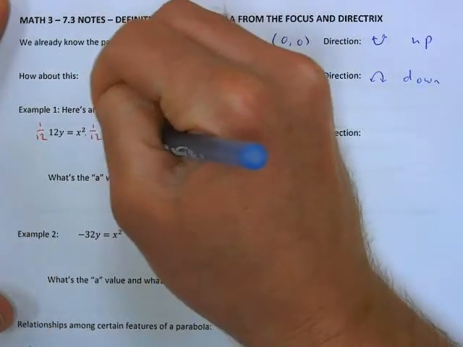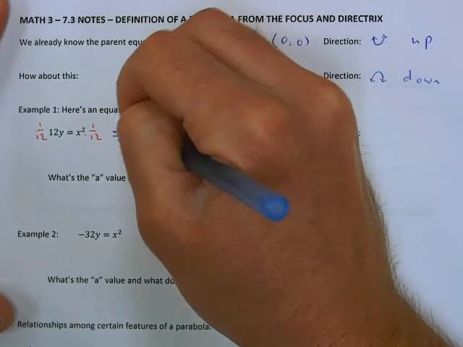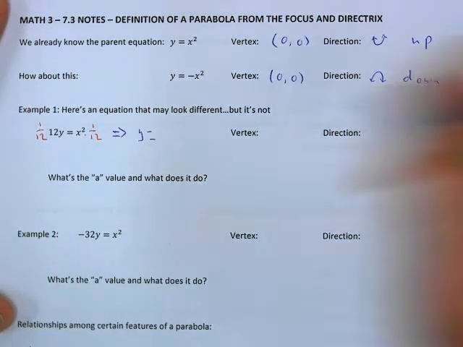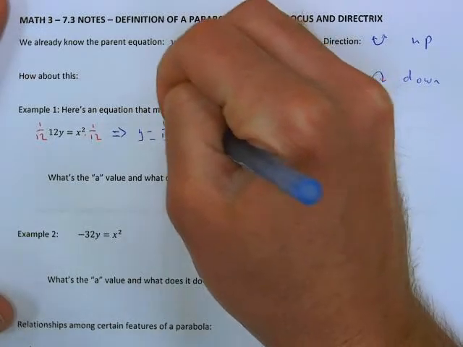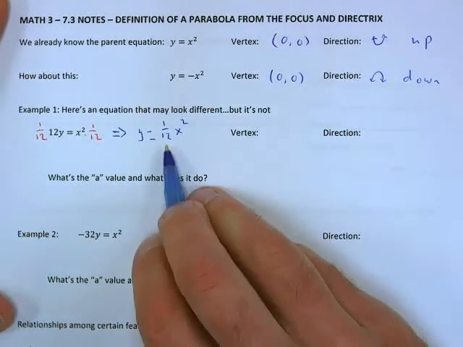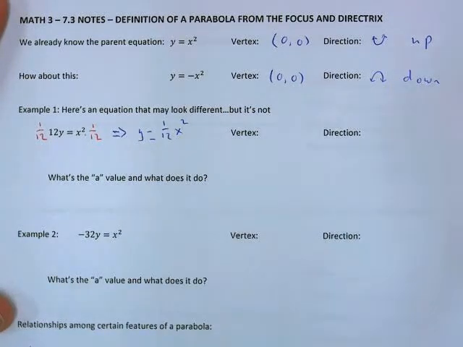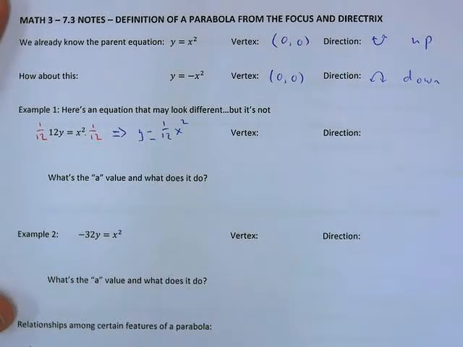So that leads to our new equation. 1/12 times 12y is just y equals, and then I got x squared times 1/12. Well, we'll write that as 1/12 times x squared. So 1/12 x squared. Now I have my a value in front, and then I got the squared part next. X squared over 12 means the same thing, but it just looks a little bit different. We like having a number times x squared, so we'll write it like this.